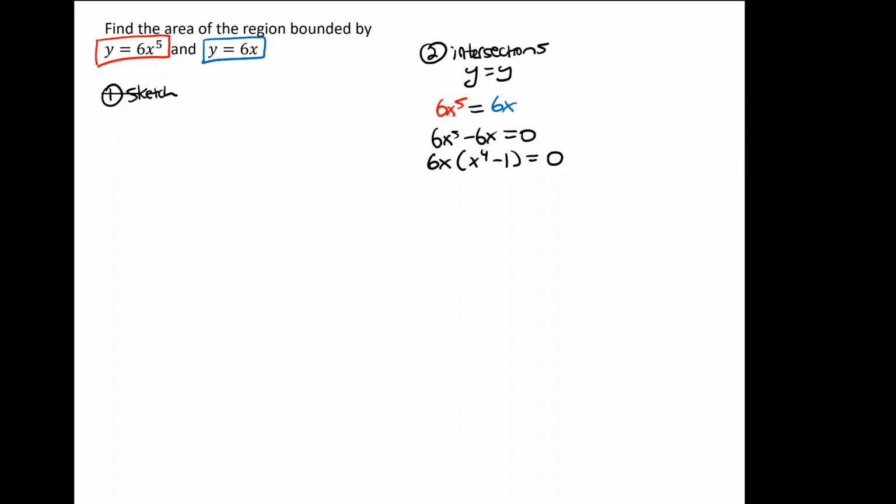Now we get 3 solutions. There's 3 solutions hiding here. The first solution is x is equal to 0. The second solution is x is equal to 1. And the third solution is x is equal to negative 1, since negative 1 to the power of 4 is positive 1. So our sketch is going to be interesting.